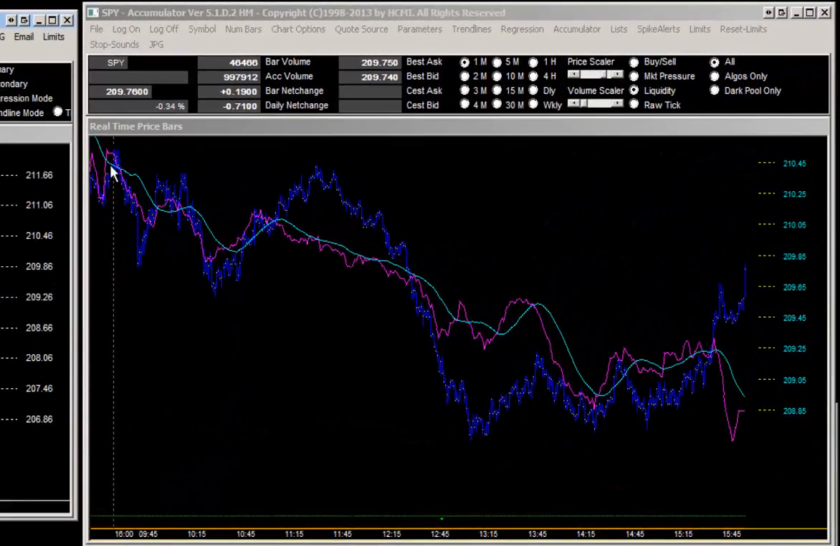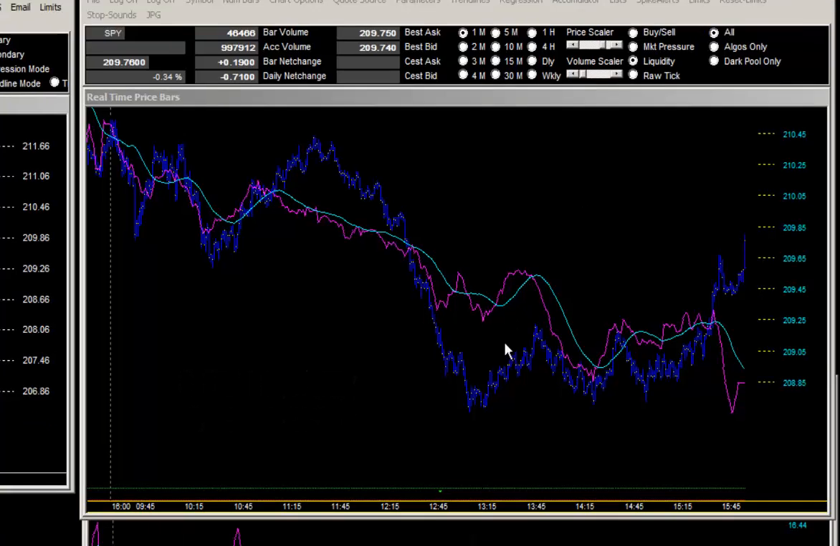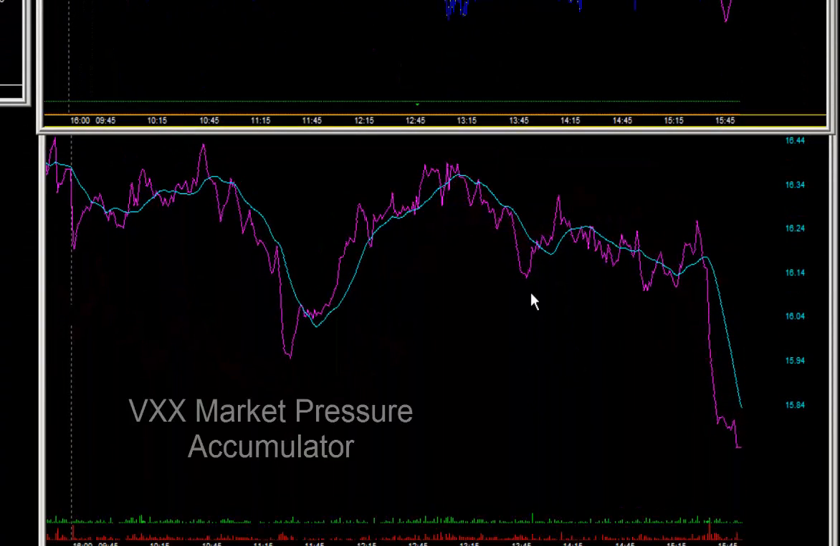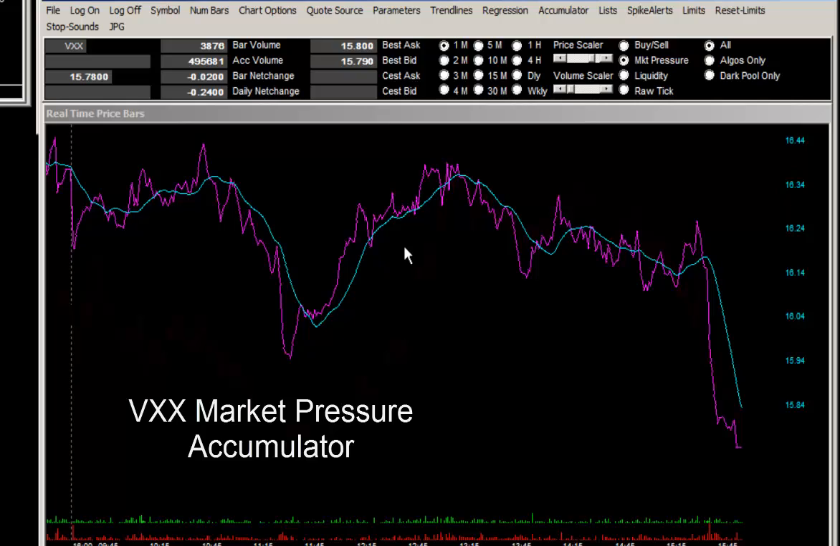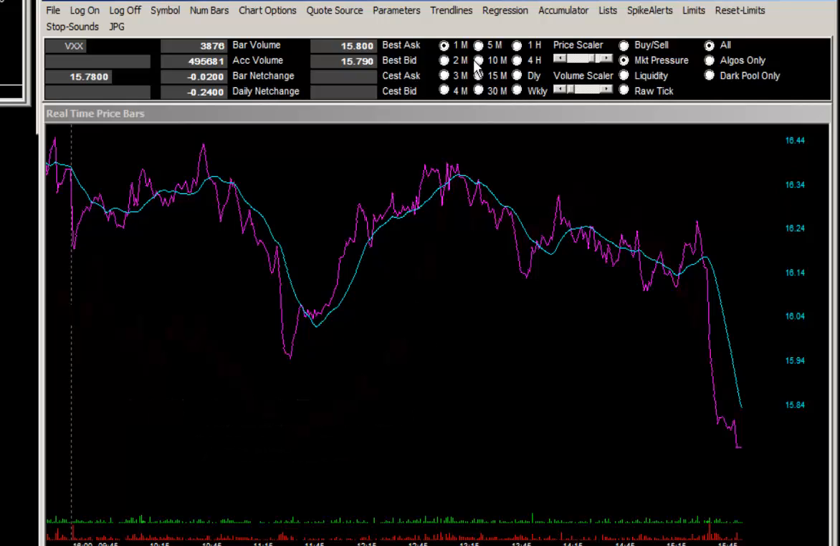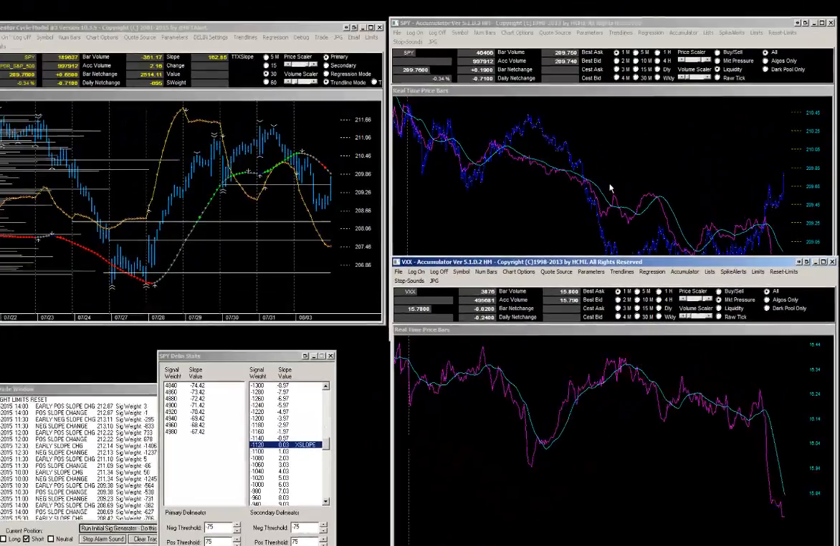So we open up the day, we look at our SPY Liquidity Accumulator, which is our main directional accumulator. The VXX Market Pressure Accumulator is a very important accumulator that we use. It's inversely correlated to SPY, of course.